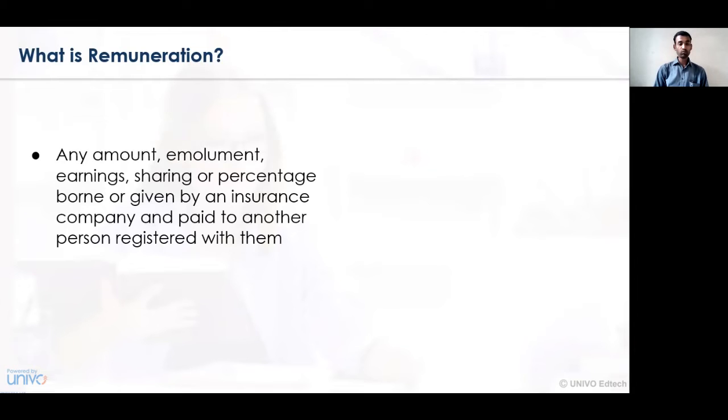Definition of remuneration. What does remuneration mean? Remuneration means any amount, any emoluments, any earnings, sharing or percentage which is being paid to an individual for providing the services. So for providing the services, which means any activity that has been undertaken for delivering a product, delivering a commodity or selling a particular product and commodity. So in this case, what are we doing? We are looking at delivering a product or selling a particular product. And this particular product is an insurance policy.